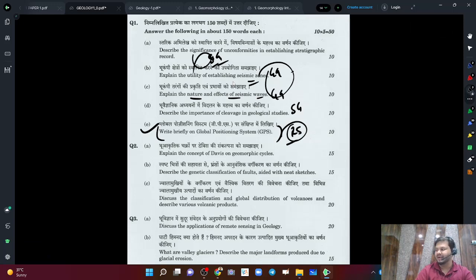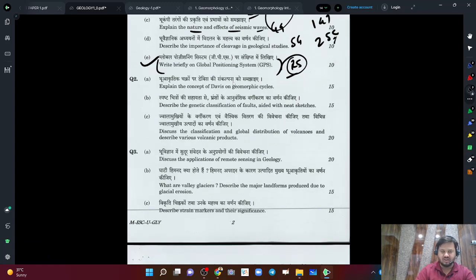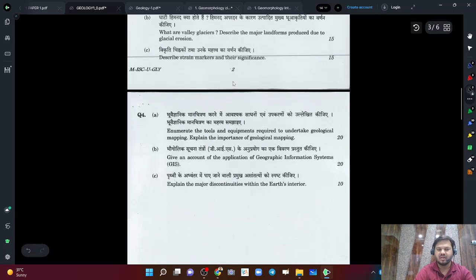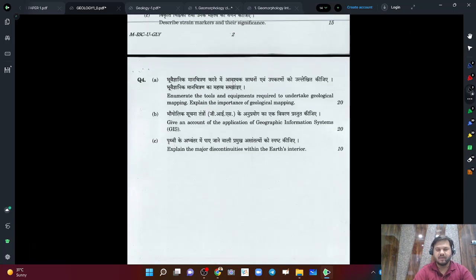But sometimes they ask 2 questions from geomorphology, 1 question from general geology, and 2 from structural geology, right? And then one each in all these compulsory questions. So this is geomorphology, this is structural geology, and this is various volcanic belts and products. This is general geology. So yes, they directly ask the concept of Davis, right? This is the last time they have asked, and after that, it has been 8 years. They have not asked on the geomorphic cycle, right? So that was it. Then again here, they have asked on GIS and GPS basically. So it is also from the remote sensing part.